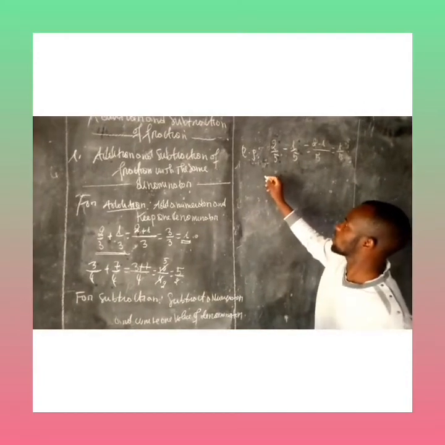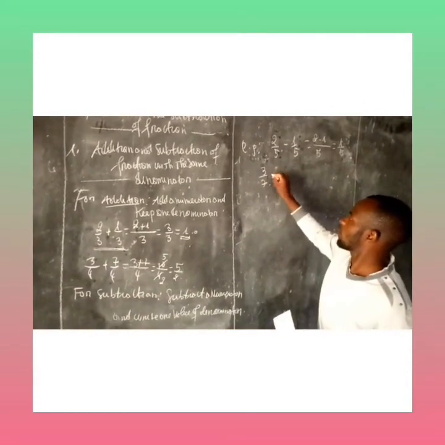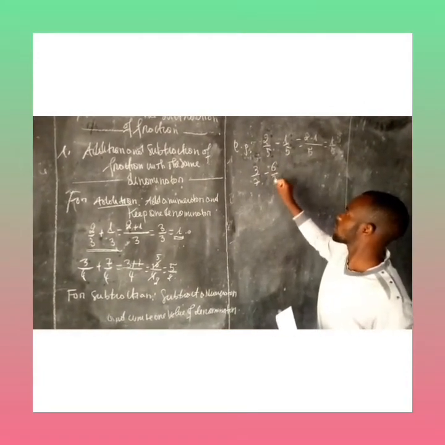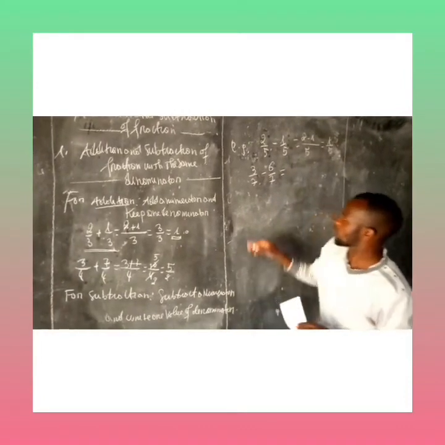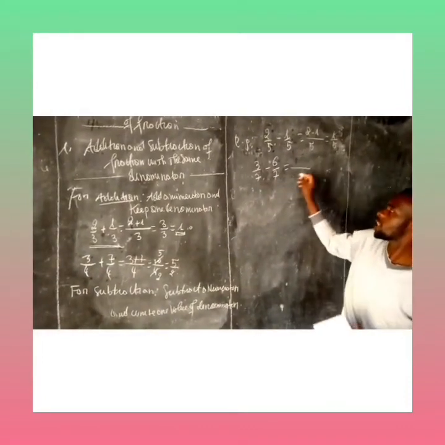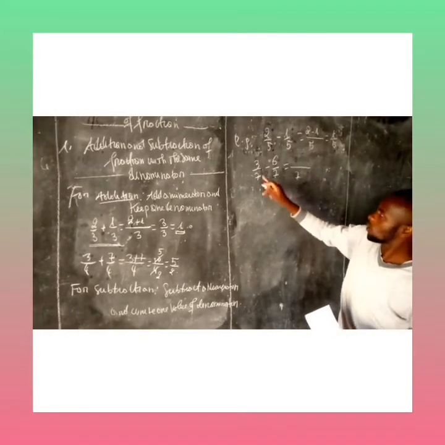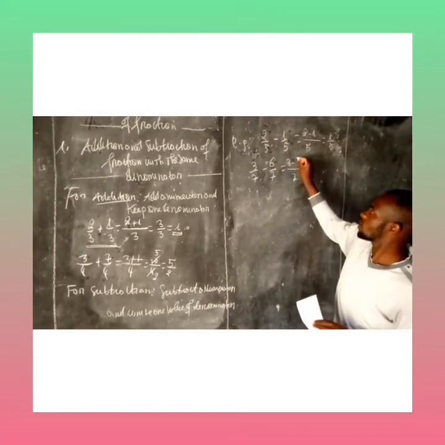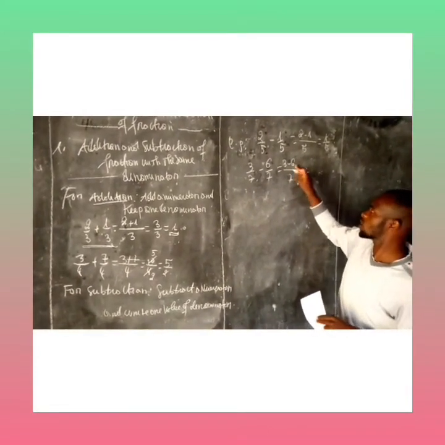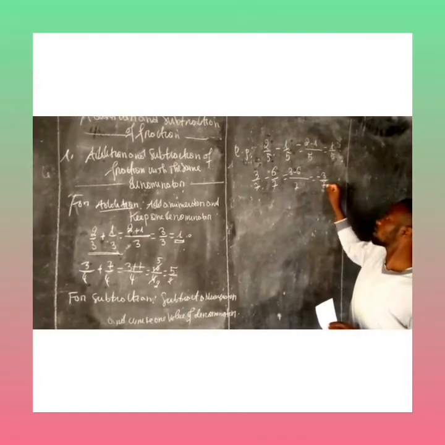Another example, you have 3 over 7 minus 6 over 7. Here we have the same denominator, 7, and now you get 3 minus 6, which gives negative 3 over 7.